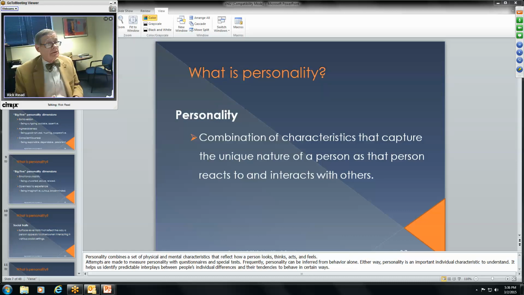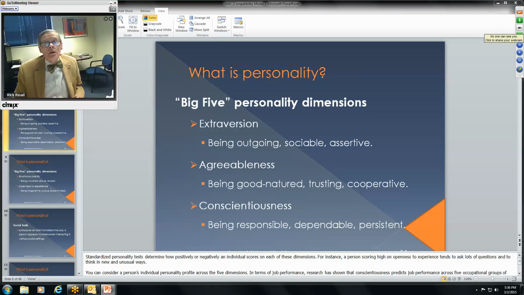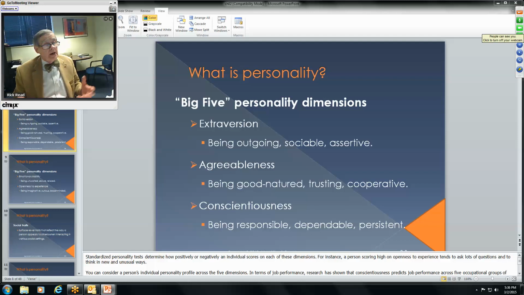Personality is made up of five, this slide says dimensions. I would use the term traits. As a matter of fact, if you look at this on page 29 in the text, it does use the term traits. But here we say dimensions, and it doesn't make much difference. The five are extroversion, agreeableness, conscientiousness, emotional stability, and openness to experience.